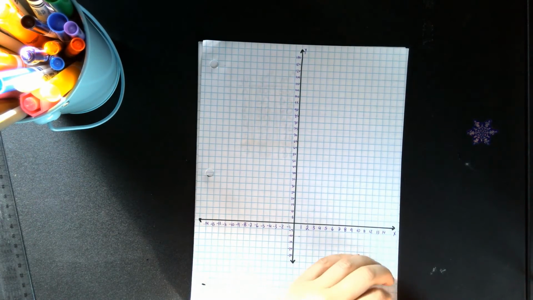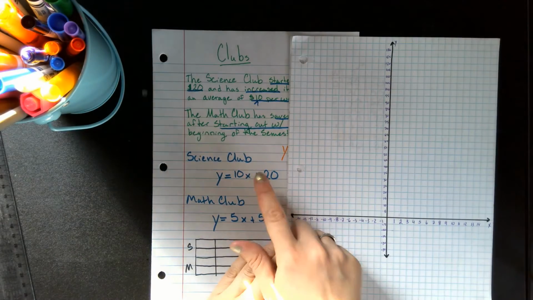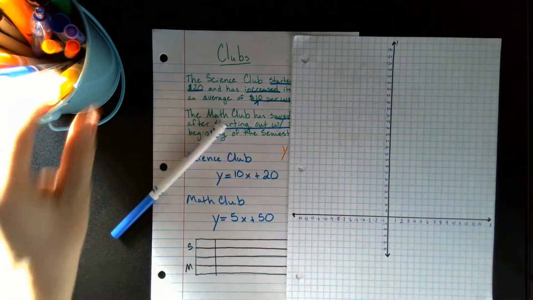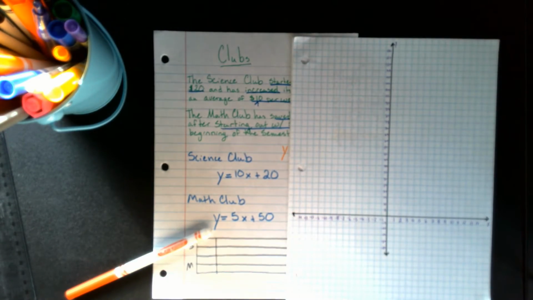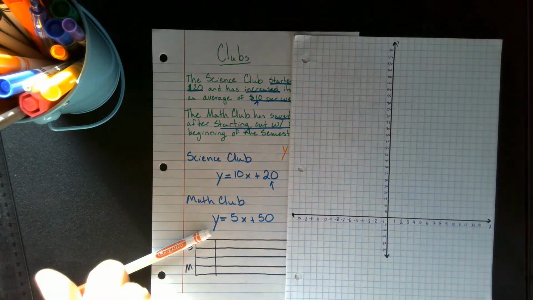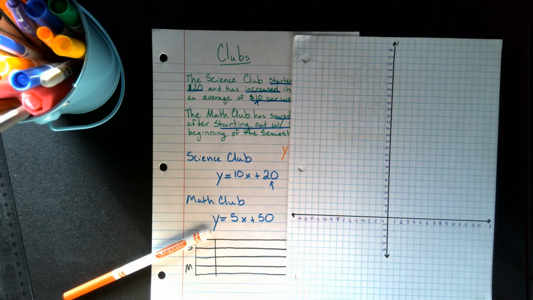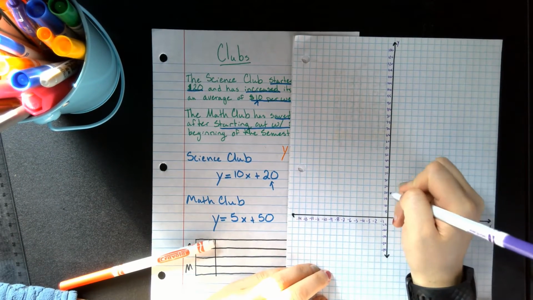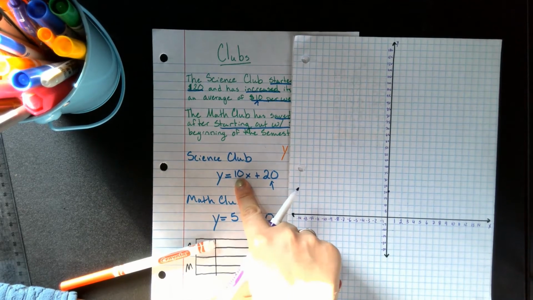Okay, we're not going to use the table because I want you guys to get used to not using that with equations. We are, though, going to use our equations. So we're going to graph Science Club in blue and Math Club in red. So Science Club, it's going to start at 20. Actually, I'm not going to use blue. This is very thick and it's going to make weird lines. We're going to use purple instead. So Science Club starts at 20. So we're going to go to 20 and we're going to put a dot. Okay, then it increases by 10 each time.